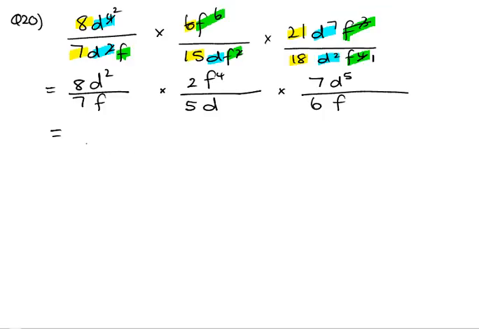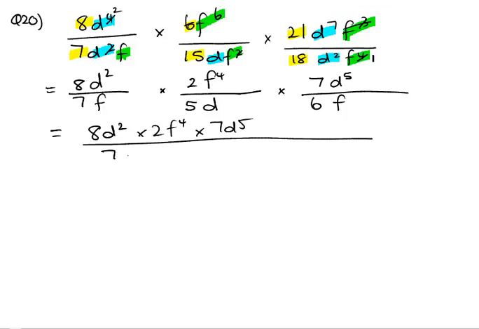Now what we do is we turn it all into one great big fraction. So we've got 8d squared times 2f to the power of 4 times 7d^5, over 7f times 5d times 6f.